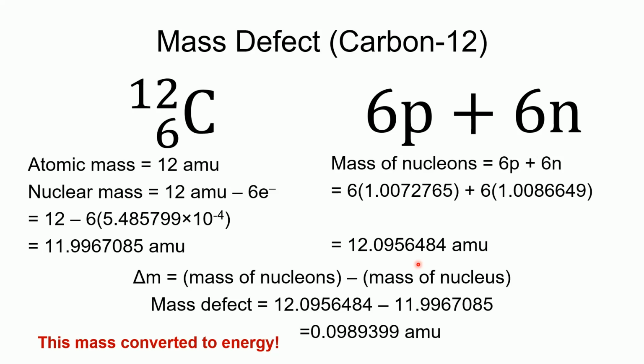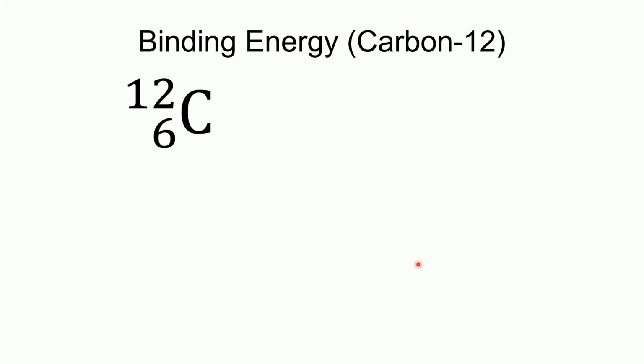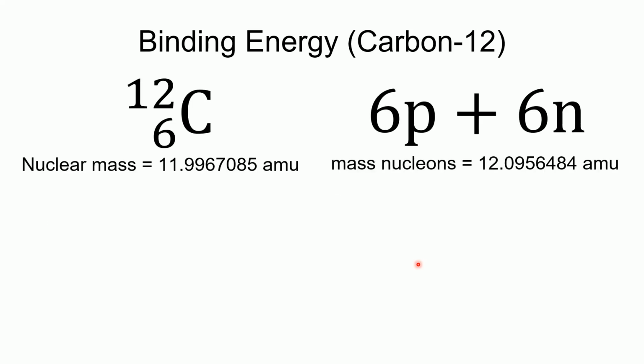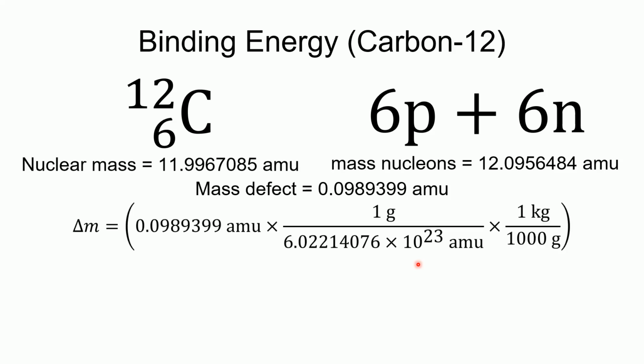So we're going to take this number in atomic mass units and we're going to convert that into joules, and we're going to call that the binding energy. So we're going to do that on the next page. All right, so again, here are the numbers that we started with. There's the mass. There is our mass defect. Now we're going to convert that mass defect from AMUs into grams.